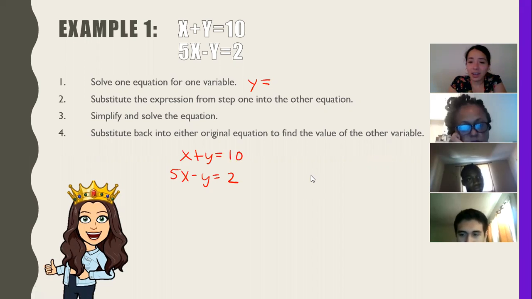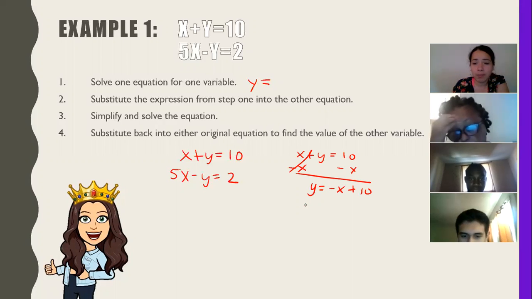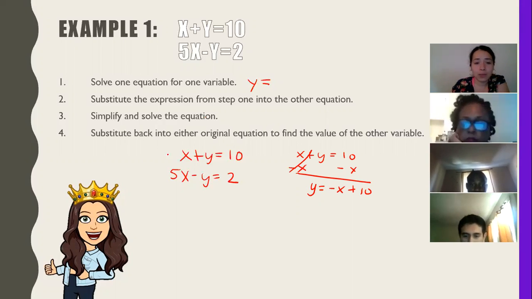Okay, so for the first one, we want to get y by itself. If we have x plus y equals 10, I want y by itself, so we subtract x from each side. And that gives me negative x plus 10. So notice how now we have y equals by itself. So we already used this first one.